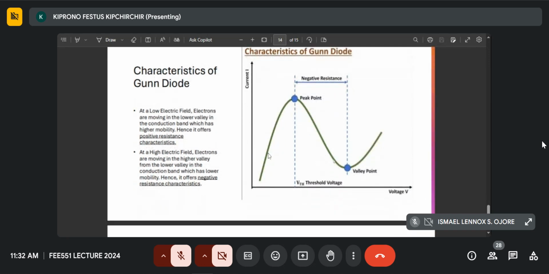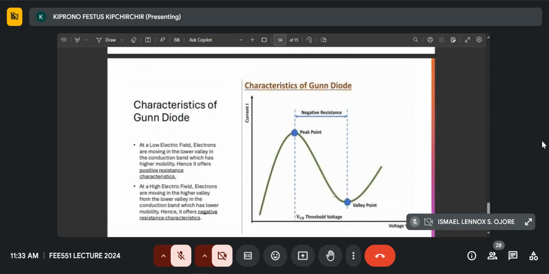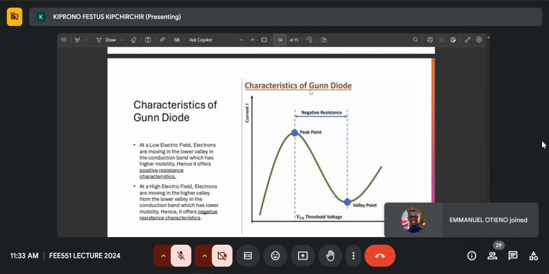We can read through what I'd given you here. The process continues, so it's kind of like a sine wave. That's why I was telling you about the domain formation after a while, after a while, after a while. So these are the characteristics of the Gunn diode. This is an explanation of what's going on in the graph on the right side.